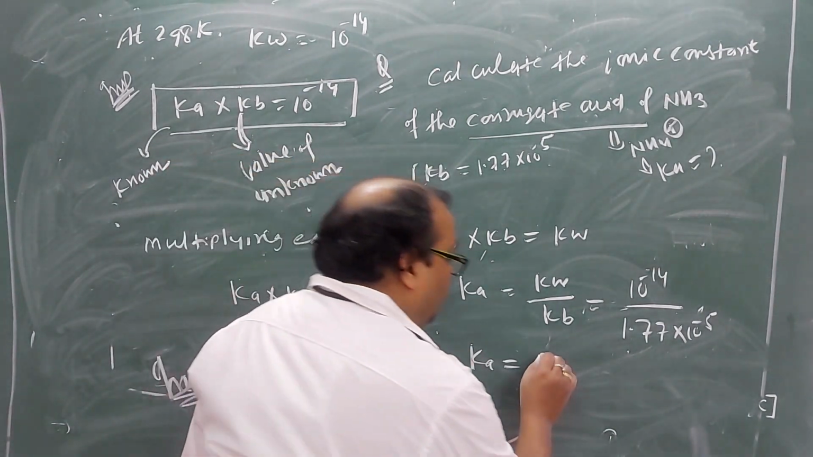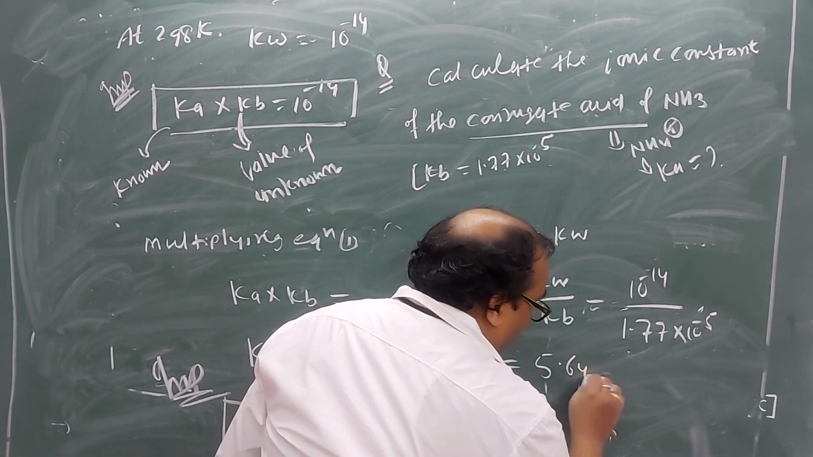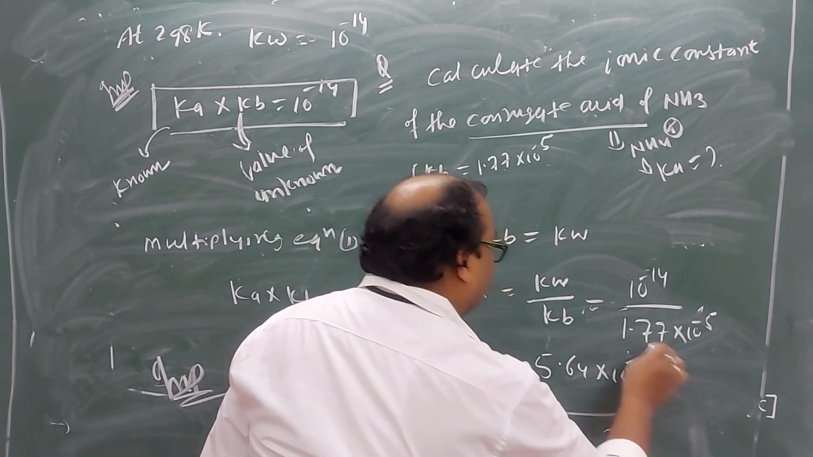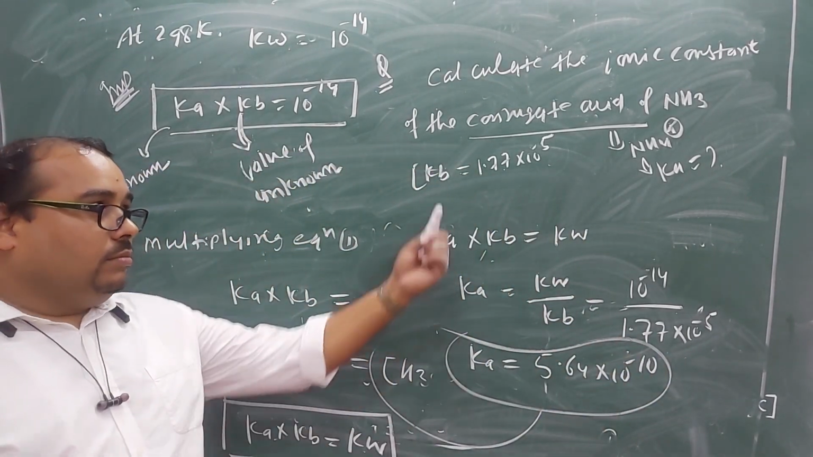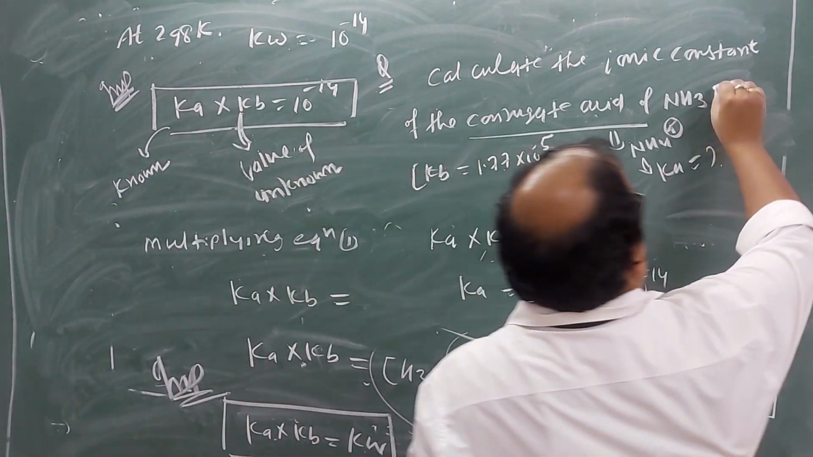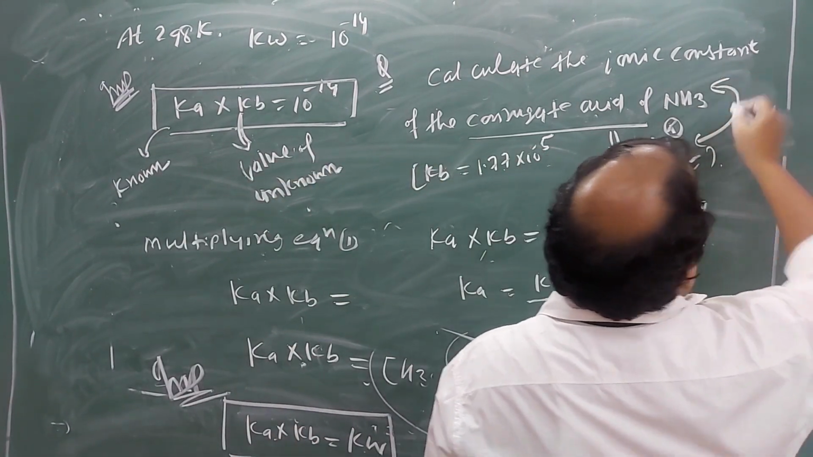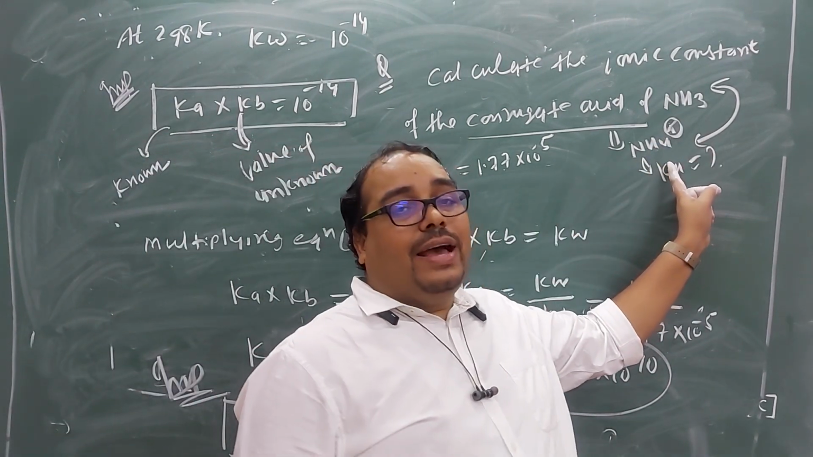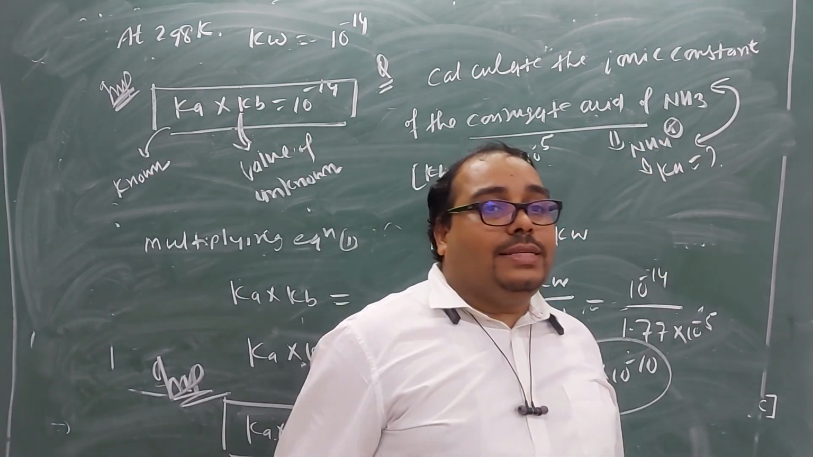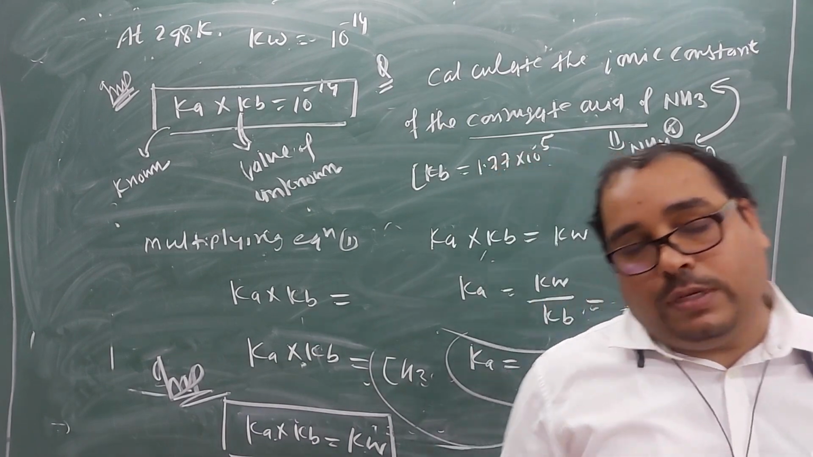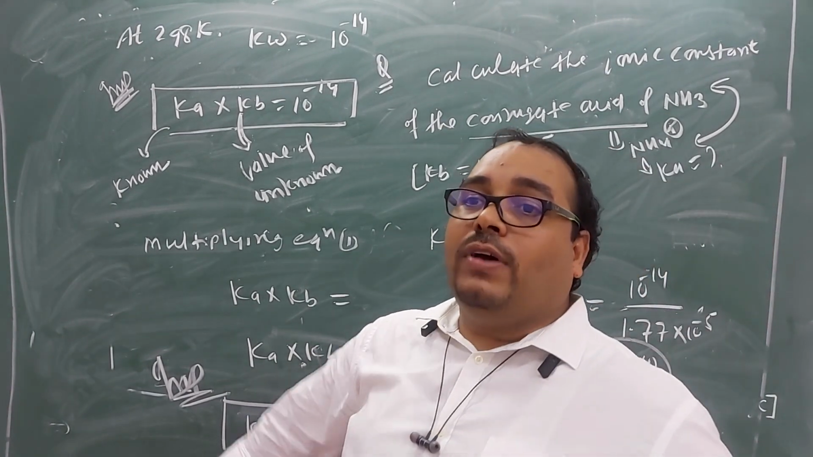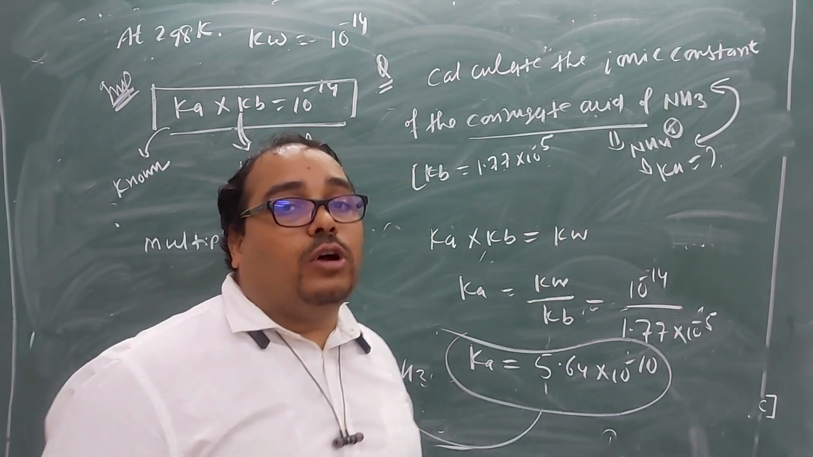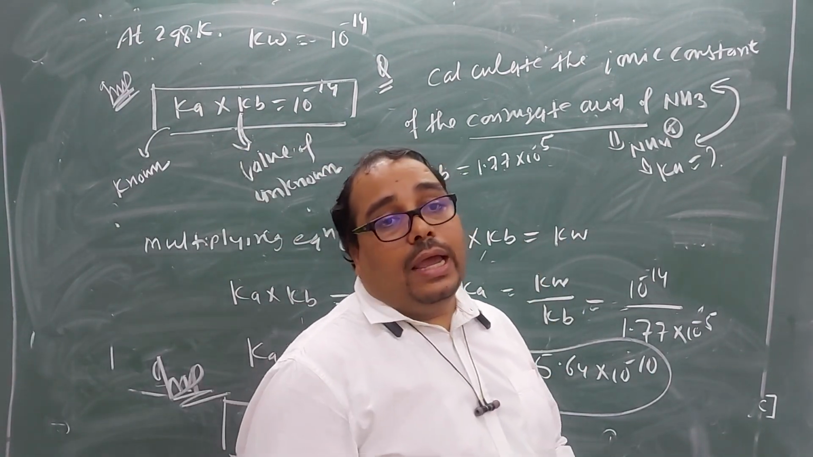Very good. One got 5.64 into 10 to the power minus 10. Just see here, this is the conjugate acid base pair. This is the base, this is the conjugate acid. Conjugate acid base pairs are related in such a way that with the known value you can find out the unknown value. This is the important relation between Ka and Kb.